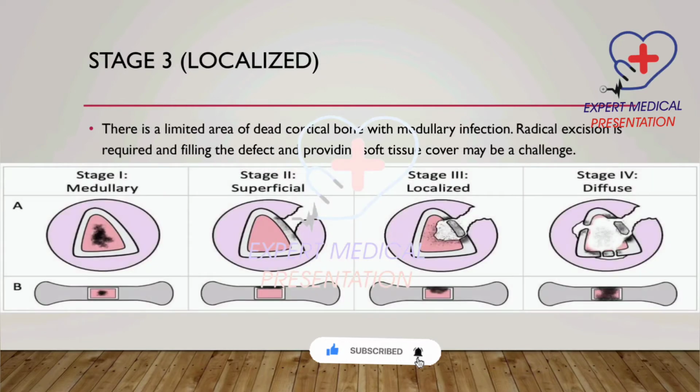Stage 3, localized. There is a limited area of dead cortical bone with medullary infection. Radical excision is required and filling the defect and providing soft tissue cover may be a challenge.